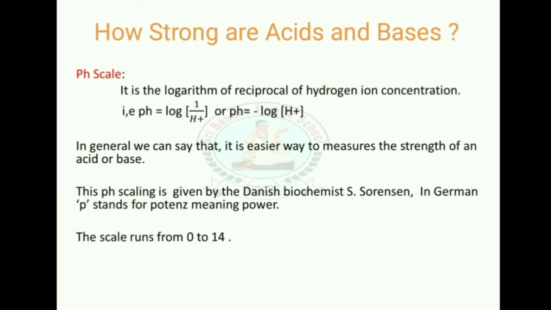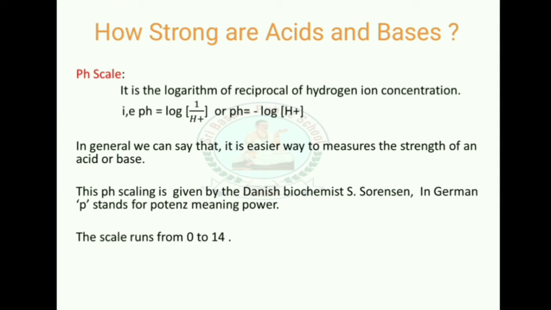We also discussed that we classified acids and bases into strong acids, strong bases, weak acids and weak bases. That is done using Arrhenius's concept, which is based on the dissociation of acids and bases when they dissolve in water. When they completely dissociate and give H plus ions and OH minus ions, they are called strong acids and strong bases, and those that dissociate less in water are called weak acids and weak bases.